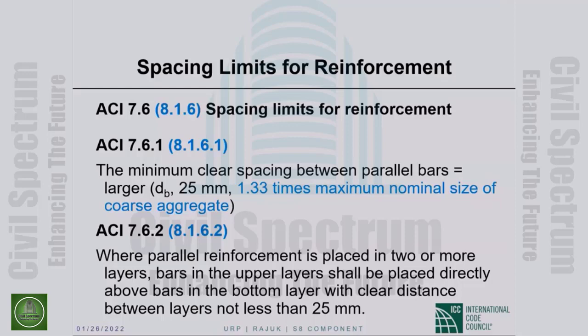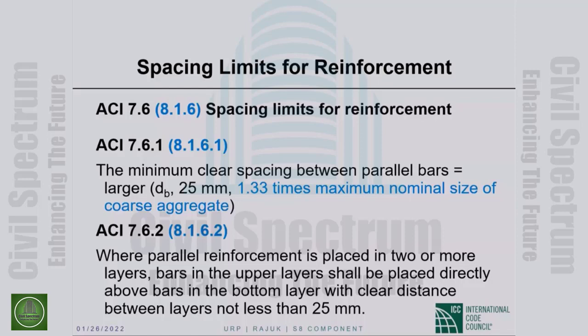Somewhere else in ACI, but BNBC brings it here, and that's how you should read it. So it's the largest of 3 things: the bar diameter, 1 inch, and 1 1/3 times the maximum nominal size of coarse aggregate. This is the gap between bars, the clear gap. 1 bar diameter, 25 millimeters, or 1 1/3 times the maximum nominal size of coarse aggregate, whichever is the largest of the 3.